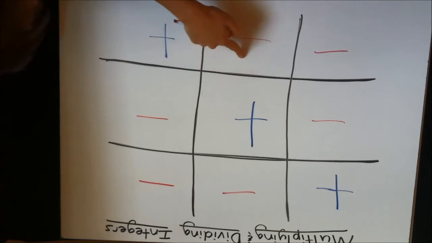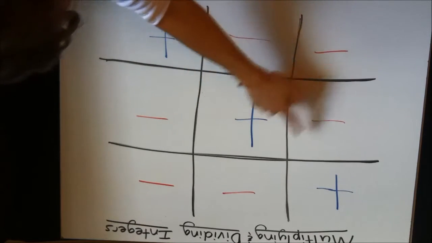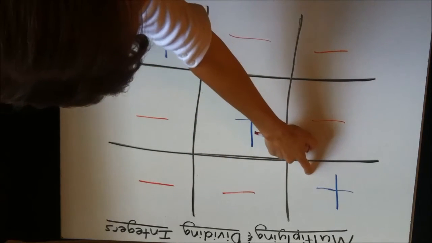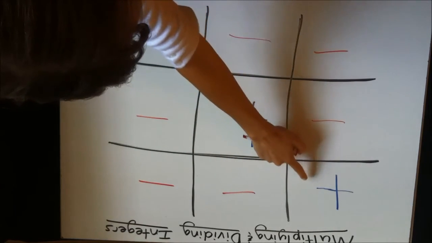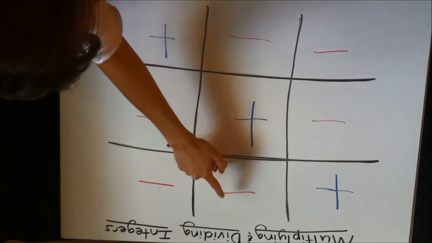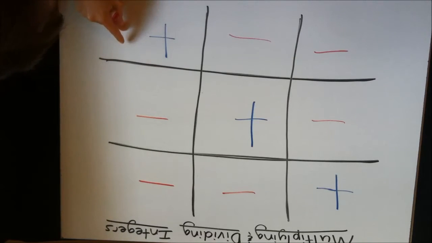A positive divided by a negative is a negative. A negative divided by a positive is a negative. A negative divided by a negative is a positive. A positive divided by a negative is a negative. A negative times a positive is a negative. A negative divided by a negative is a positive.